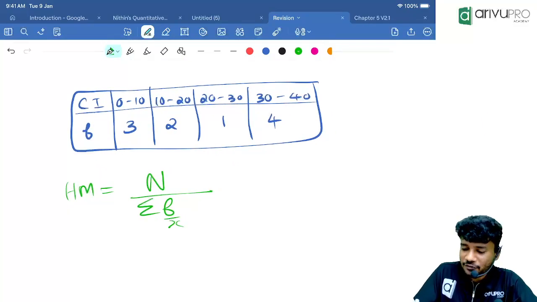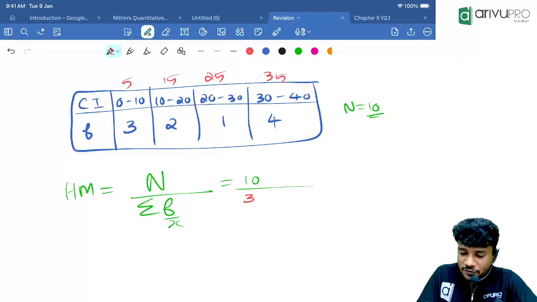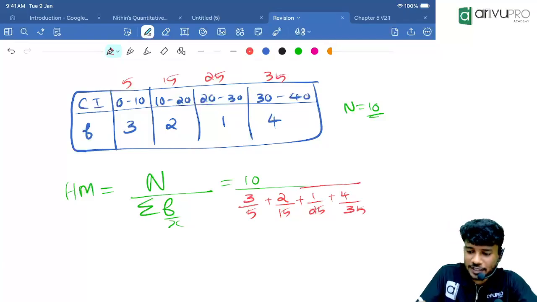First of all, N we already found how much? 10. So 10 divided by X, first X value is how much, people? That is 5, then 15, then 25, then 35. So people, 3 divided by 5 plus 2 divided by 15 plus 1 divided by 25 plus 4 divided by 35. Take your calculator, get me the answer.